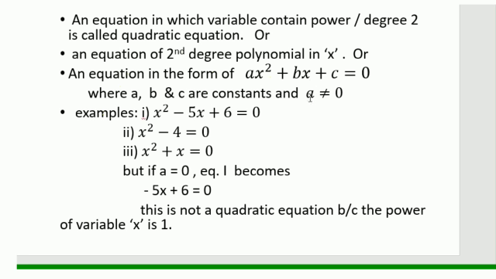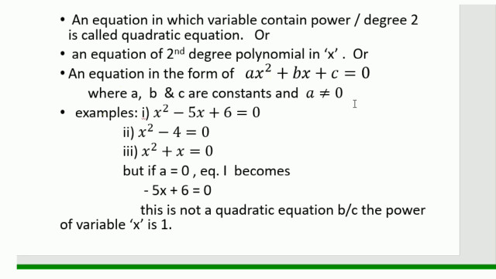You can put b equal to 0 or c equal to 0. When we put b equal to 0, the equation reduces to the form ax square plus c equal to 0. When we put c equal to 0, the equation reduces to the form ax square plus bx equal to 0. So the other two terms, I mean b and c, do not affect the concept of the quadratic equation.